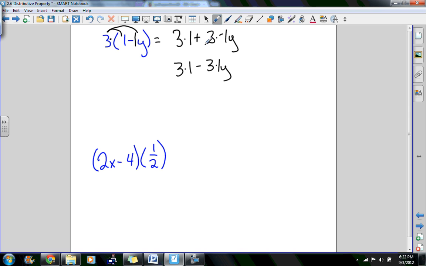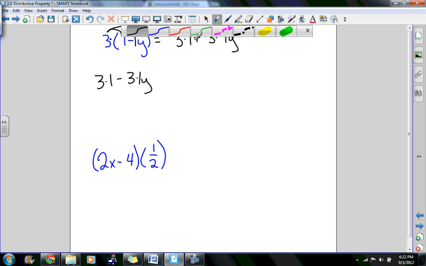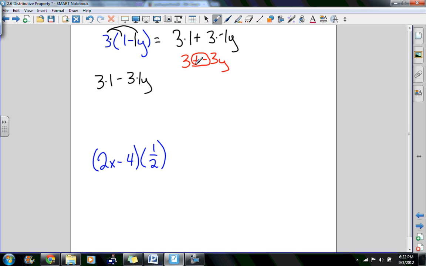I honestly don't know which I'll do. It depends on the situation. So I'll do the top one first. I'll move this over here. So I have 3 times 1, which is going to be 3. And then 3 times negative 1y is going to be negative 3y. And our old addition rule says that a plus a minus is a minus. So we get 3 minus 3y.